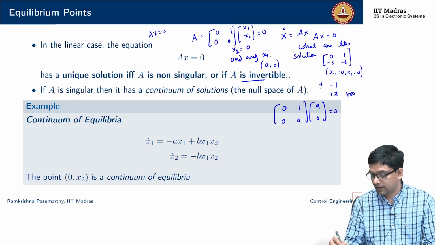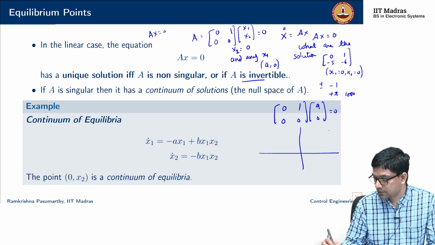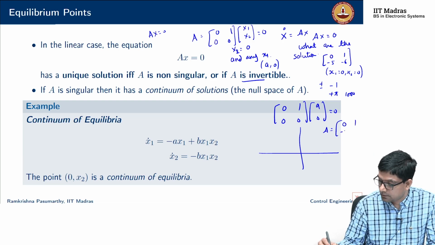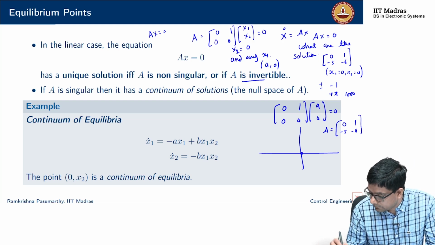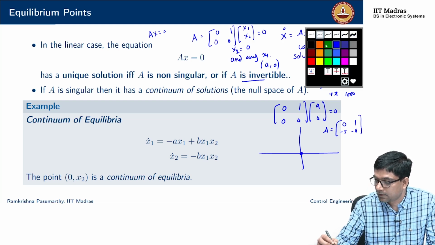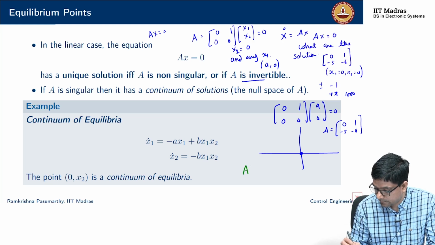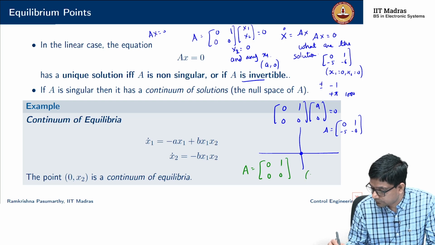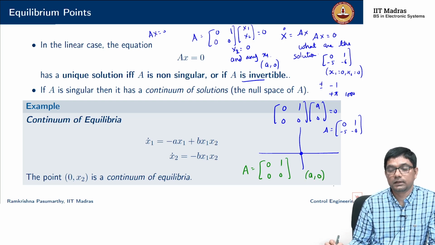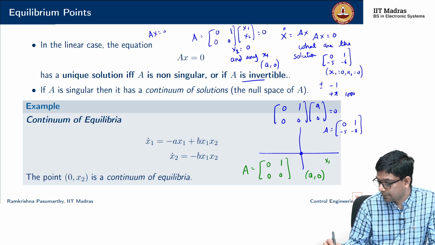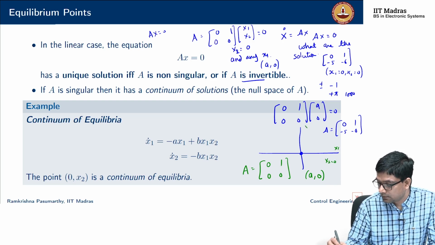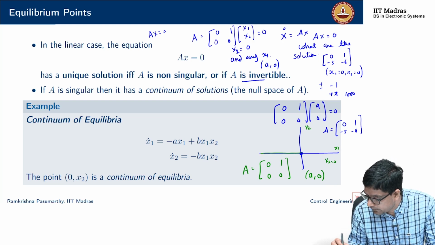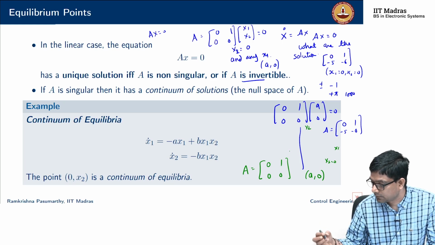This a could be plus 1, it could be minus 1, it could be plus pi, 1000 and so on. So, if I plot the equilibrium points when A equal to 0, 1, minus 5, minus 6, there is only one equilibrium, that is the origin. Now, if I look at a situation where A equal to 0, 1, 0, 0, any a comma 0 is an equilibrium, which means x2 equal to 0. If I say this is x1 and this is x2, any point on the x axis is an equilibrium point.